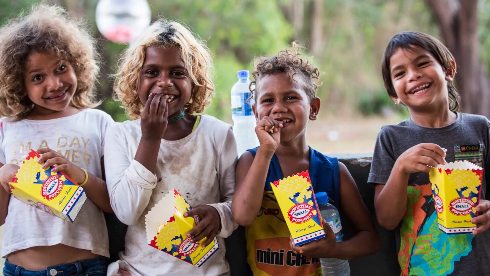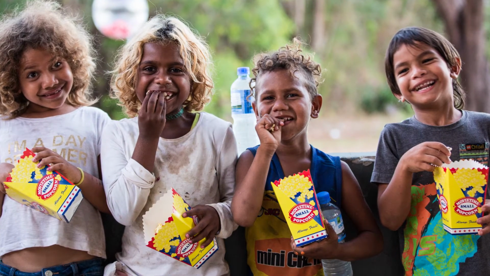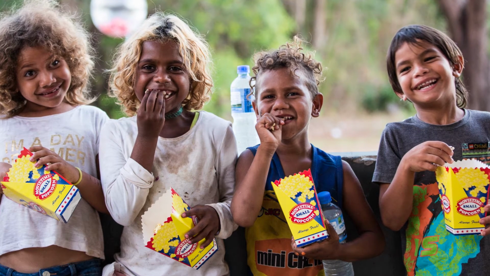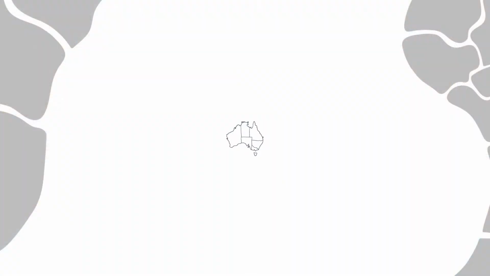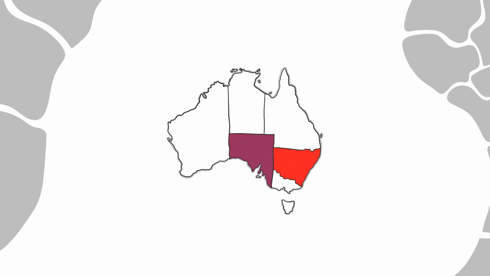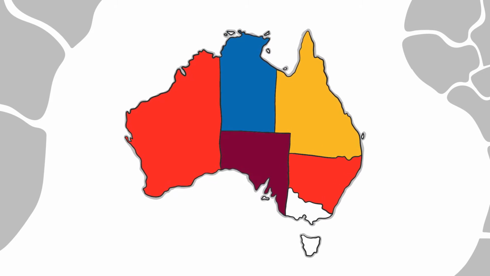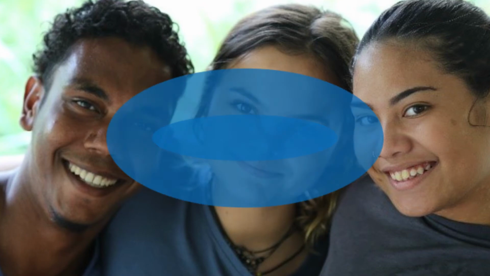ARF is most common in the 5 to 14 age group, but can occur in people aged into their 40s. ARF and RHD are notifiable diseases in New South Wales, South Australia, Queensland, Northern Territory and Western Australia. ARF and RHD are more common in girls.